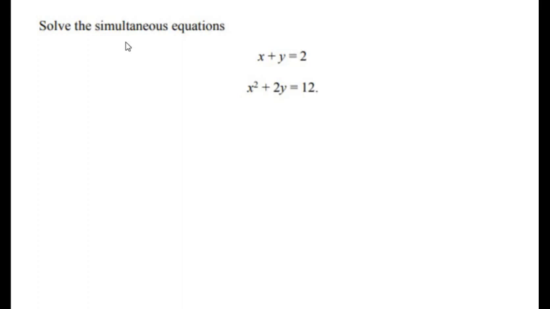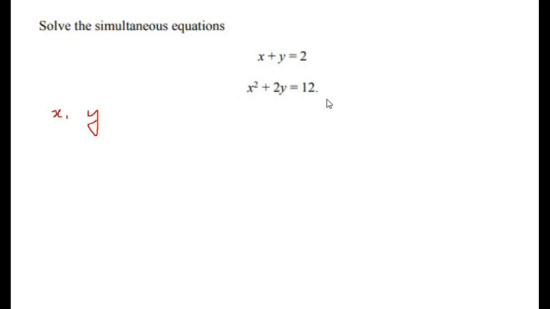In this video we are going to solve some simultaneous equations that involve quadratic expressions. Now let us start with the first one: x plus y equals 2 and x squared plus 2y equals 12. When they ask you to solve the simultaneous equations, they are actually asking you for the values of x and the values of y. So we have to find the value of x and the value of y by solving these two expressions.